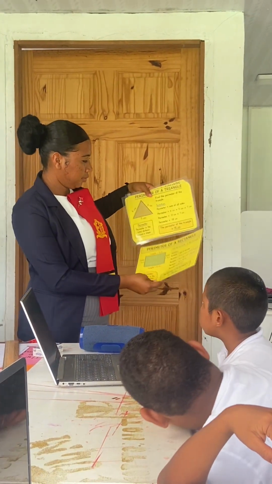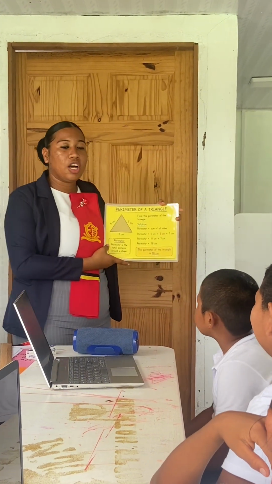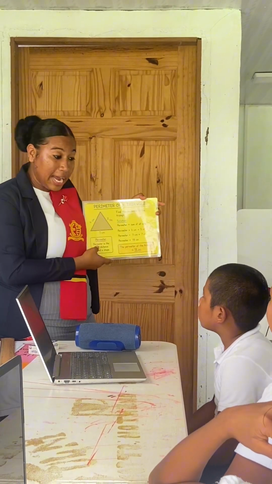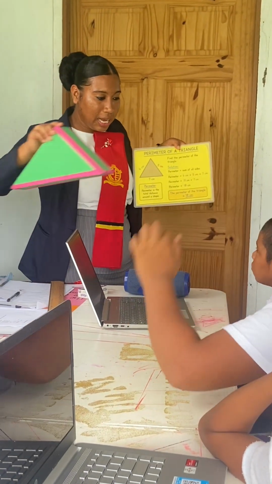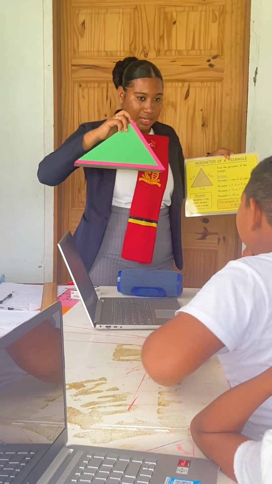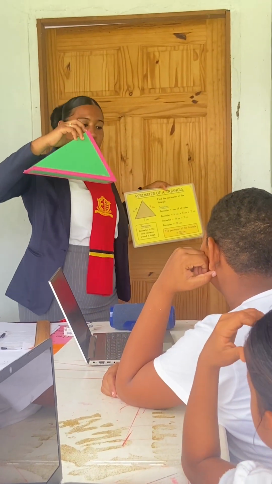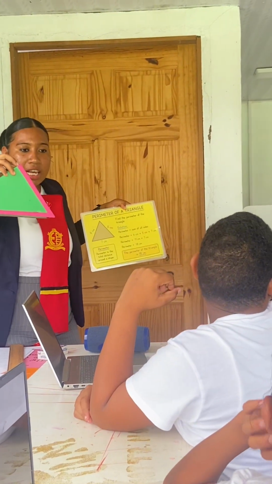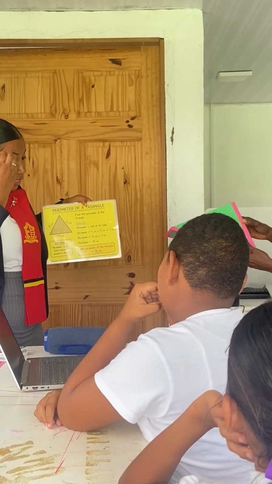Right? Let's see now. We are finding the perimeter of a triangle now, right? This is a triangle. Now look at this. What are you seeing here? How many sides are you seeing? Triangle. 3 sides. How many sides? 3 sides. Very good.